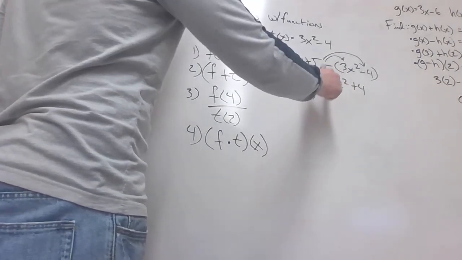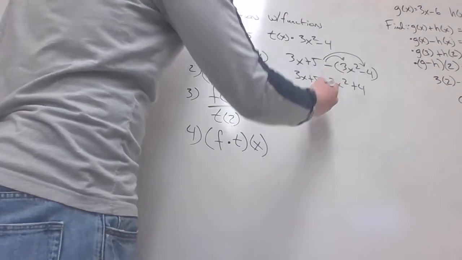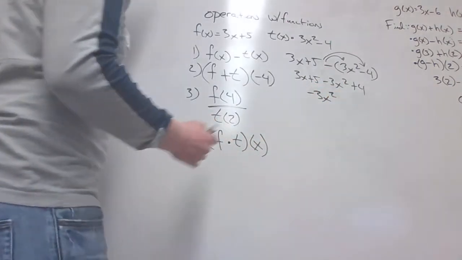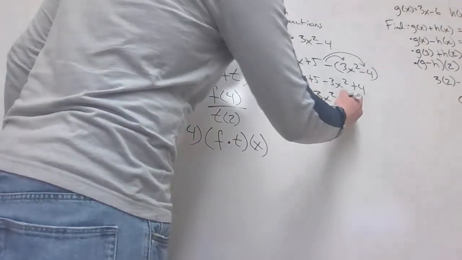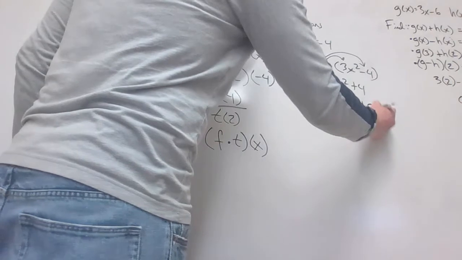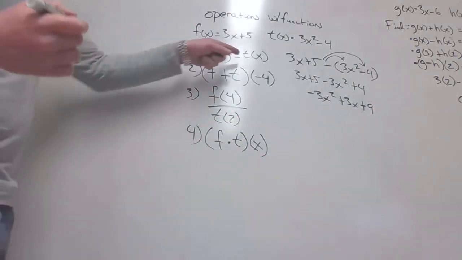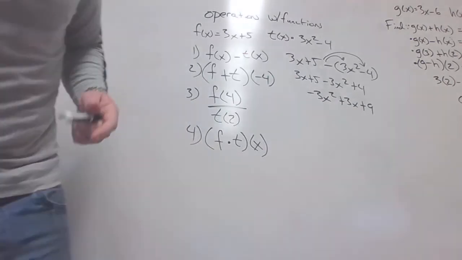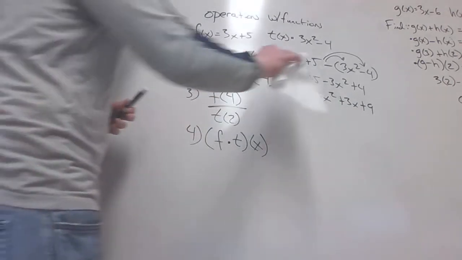So first things first, there are no like terms with this one. So your first term is negative 3x squared. And then I got no like terms with 3x, so this is just plus 3x. And then I got 5 plus 4, which is 9. So that is your first answer for this one. Your simplified final answer is that right there. Okay? Pause this, take notes when you need to.